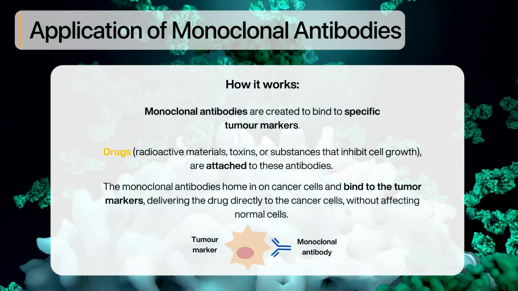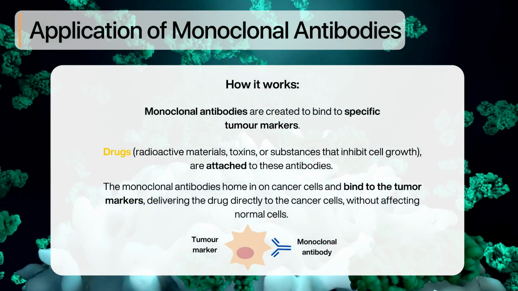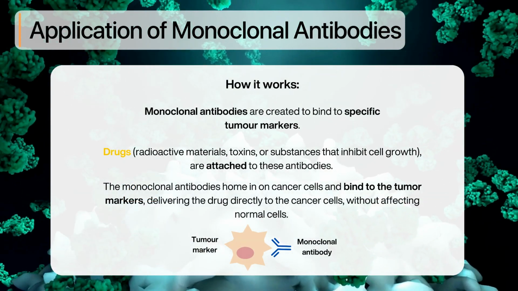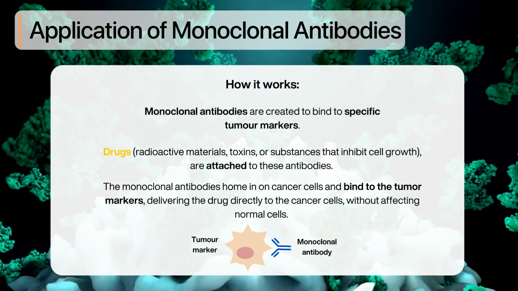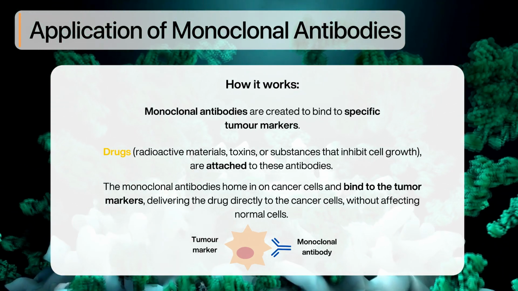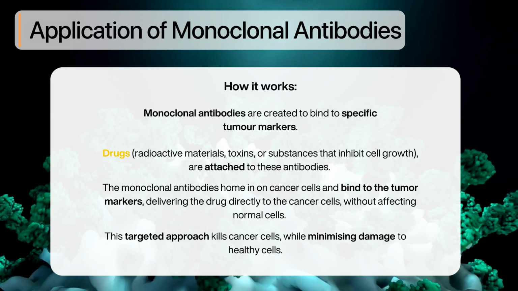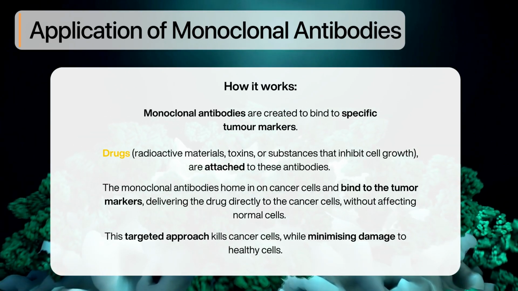The monoclonal antibodies can then home in on cancer cells and bind to the tumour markers, delivering the attached drug directly to the cancer cells without affecting any of the normal cells that aren't targeted by the monoclonal antibody. This targeted approach kills cancer cells whilst minimizing damage to healthy cells.